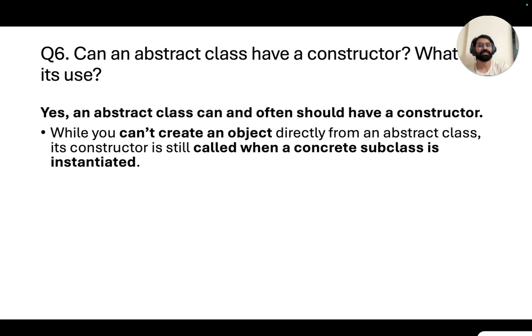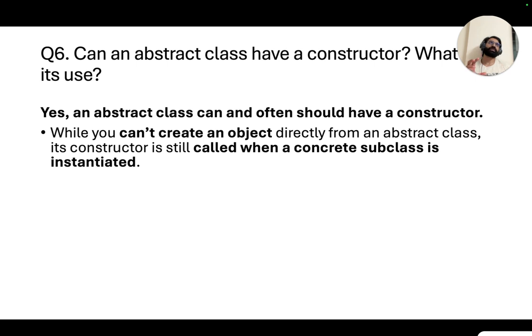Why does an abstract class have a constructor, while you can't create an object of it? We know that we cannot create an object of an abstract class, but still it has a constructor. There should be some reason, right? The constructor is still called when a concrete class is instantiated.